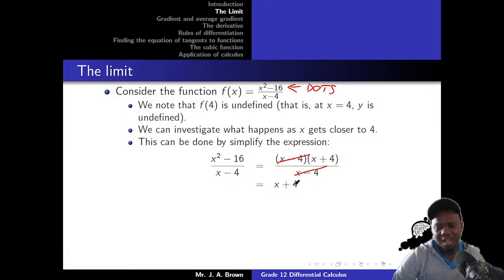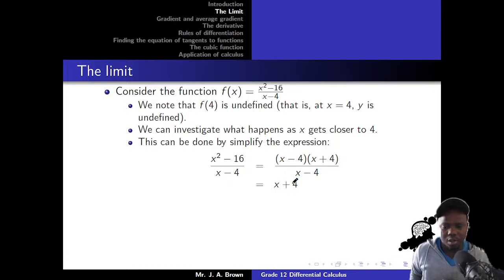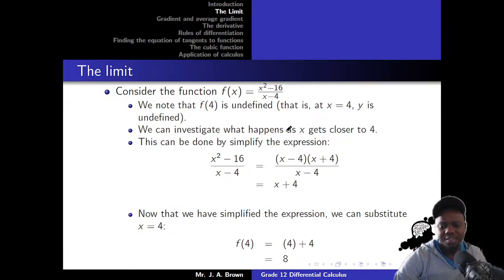Now when we get to this point, we can actually substitute the value of x as 4. Then we get 4 plus 4 equals 8. So basically what we're saying is, as x gets closer and closer to positive 4, y gets closer and closer to 8. This is the concept of the limit. I hope that this makes sense.